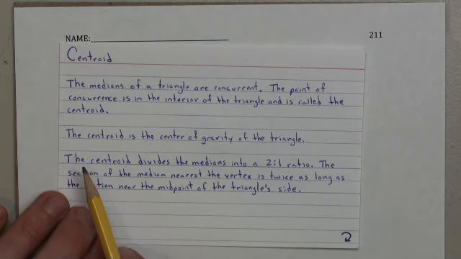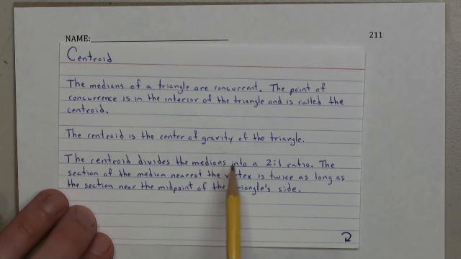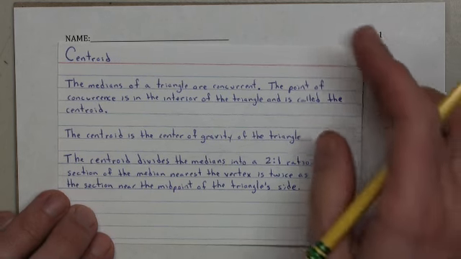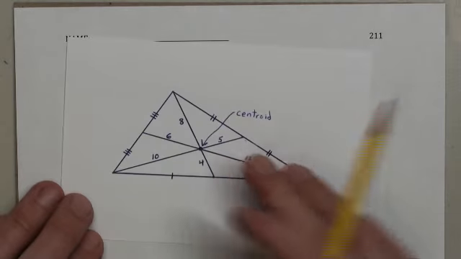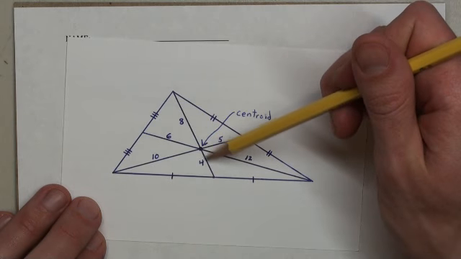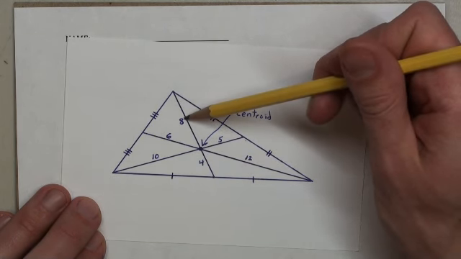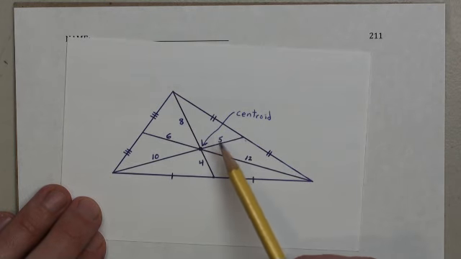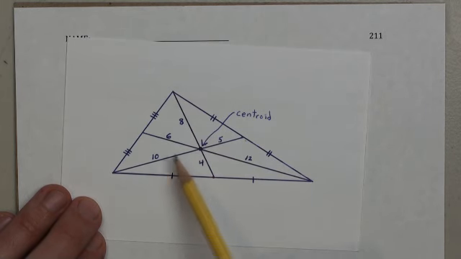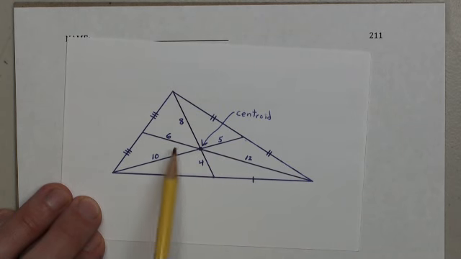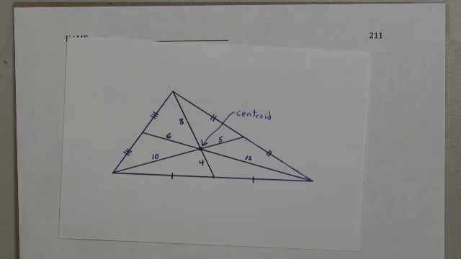Here's the important part down here. The centroid divides the medians into a 2-to-1 ratio. The section of the median nearest the vertex is twice as long as the section near the midpoint of the triangle's side. Let's see what that looks like in a picture. Here's the centroid. You see how the little piece is half as big as the big piece? Same thing over here, right? The little piece is half as big as the big piece. And the same thing over here. That's that 2-to-1 ratio they're talking about.